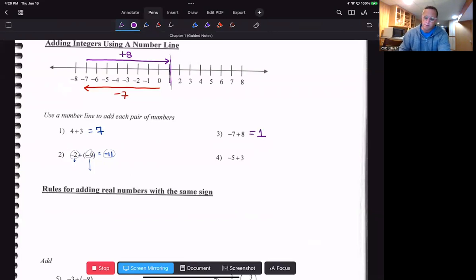And then -5 plus 3. We can do the same thing here. I'm going to go left 5 on the number line. That represents -5. And then we're going to go up 3. So that's going to leave us at 2. All right, meaning that's the answer. Why did I say 2? It's -2. That's what I meant to say.